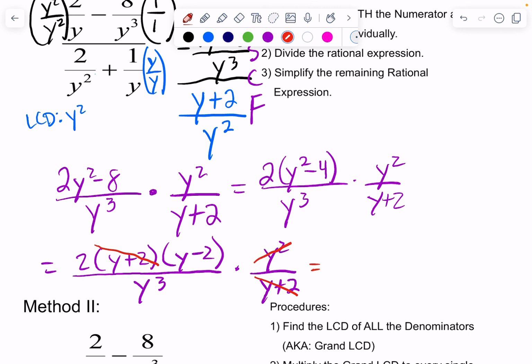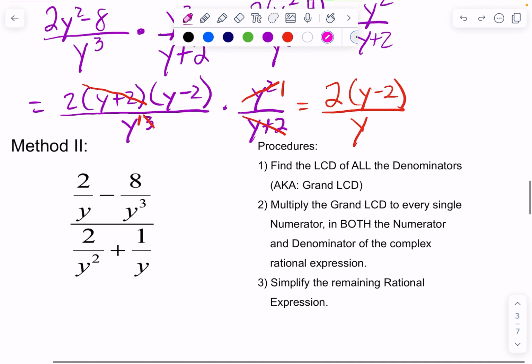I've got 2 y's in the numerator, which can cancel out 2 of the 3 y's in the denominator, leaving me with 1 y in the denominator. And now I have 2 times y minus 2 over y. And just in case you're tempted, no, you cannot cancel out the y in the numerator with the y in the denominator because the y in the numerator is attached to that negative 2. It's a polynomial. And you cannot cancel out individual pieces of polynomials.